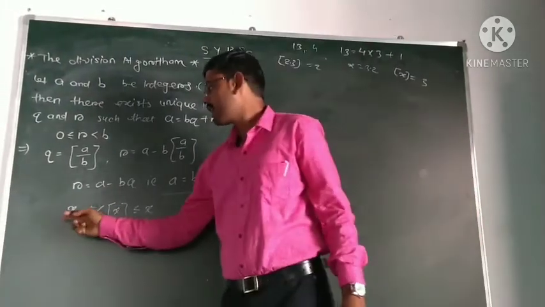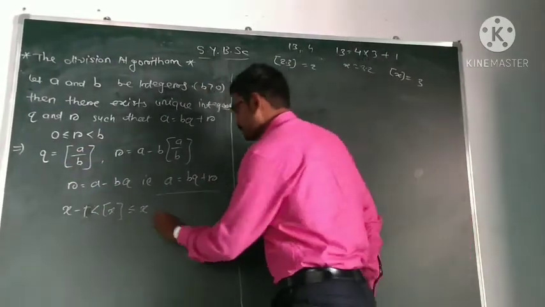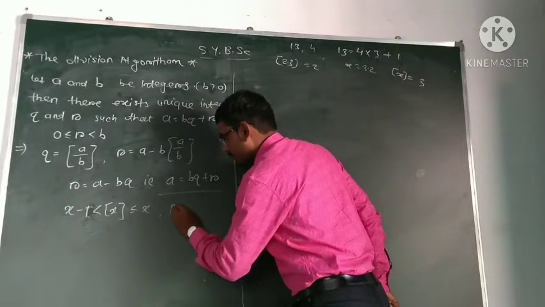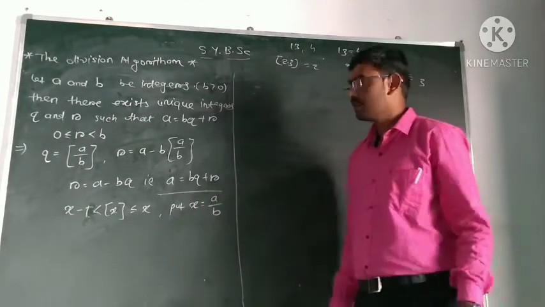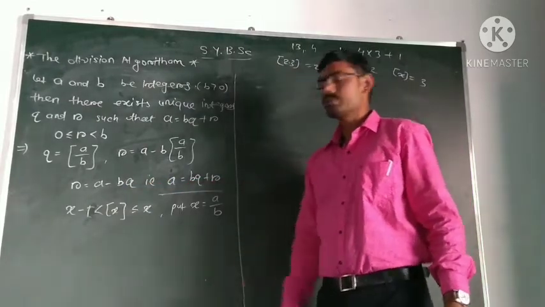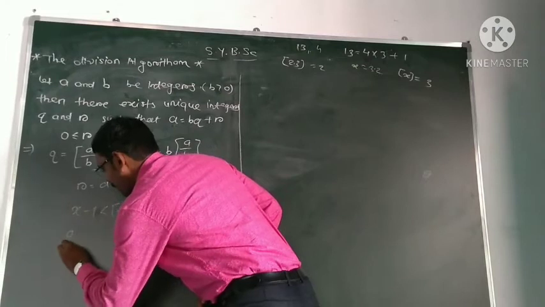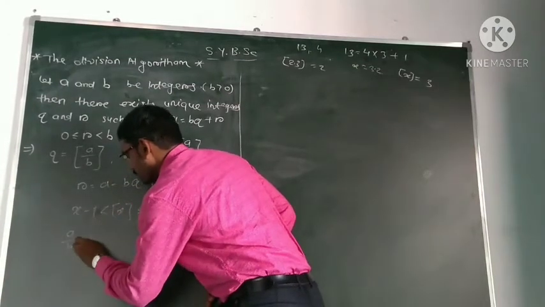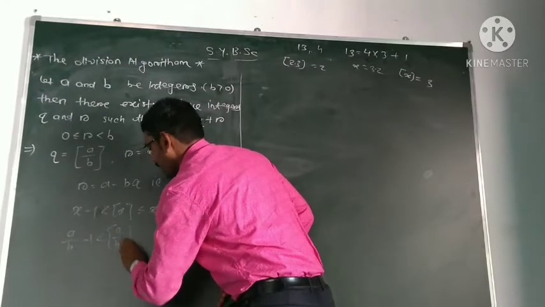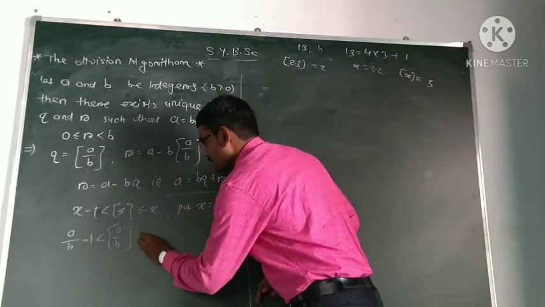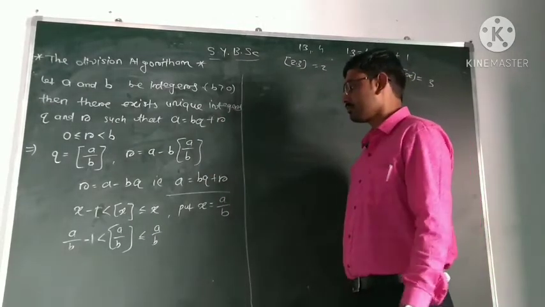So replace x by our value a by b. Put x equal to a by b in this inequality. So what will we get? We will get a by b minus 1 is always less than the greatest integer of a by b, which is less than or equal to a by b.